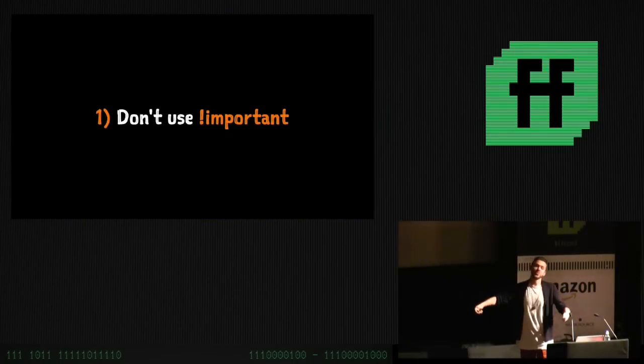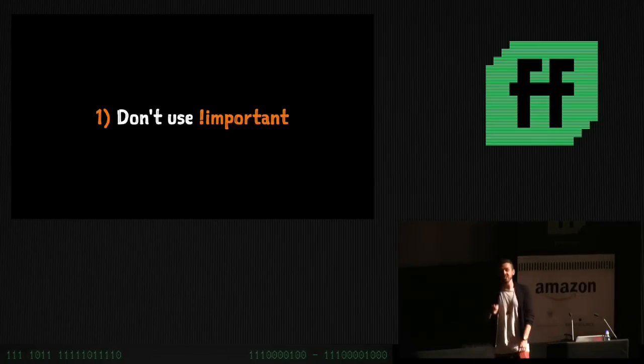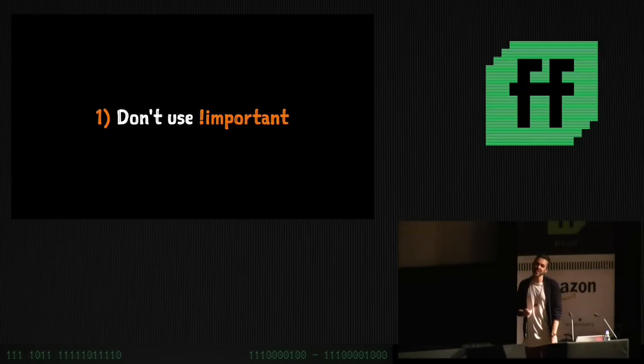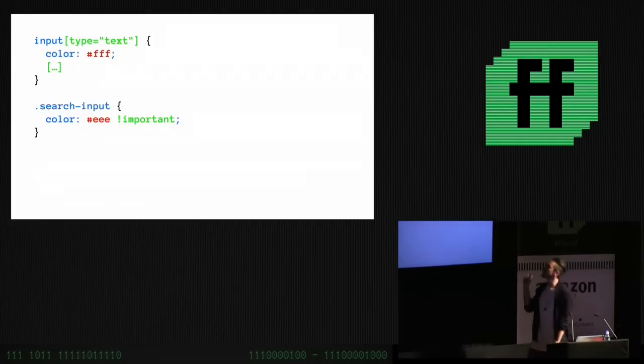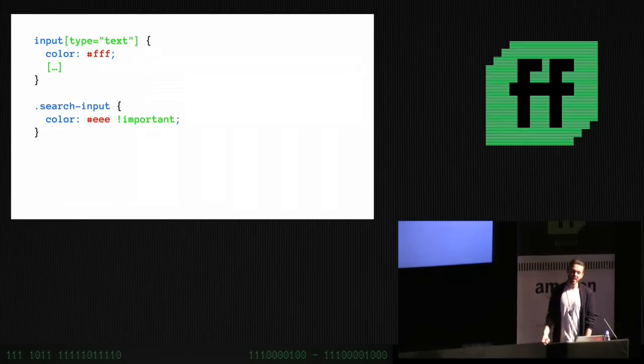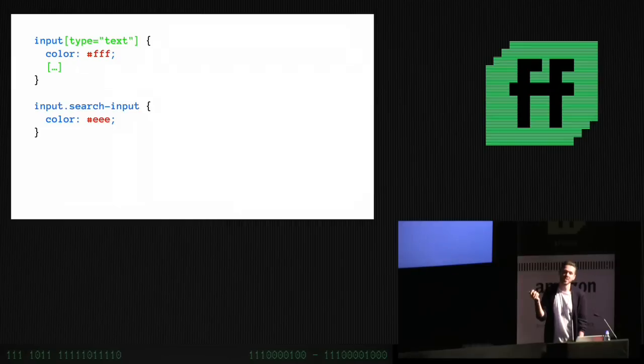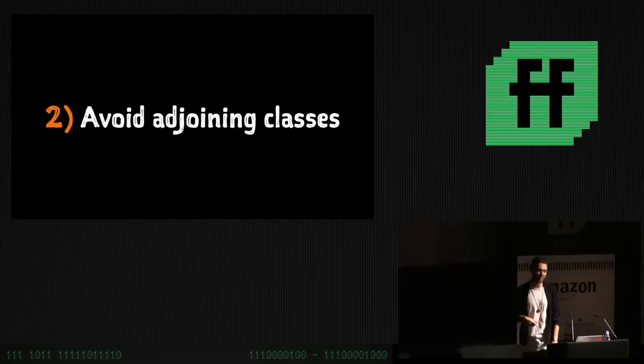On top of that, let's talk about some good CSS conventions. Don't use important. It doesn't solve anything, right? You're just shooting yourself in the foot. So if, for example, you had this example where you were trying to override an element and an attribute selector with just a class selector and it doesn't work, do not add important. The proper way to solve this is to add the element to the class selector as well. You have the same specificity, and since it's defined after, it's going to work.